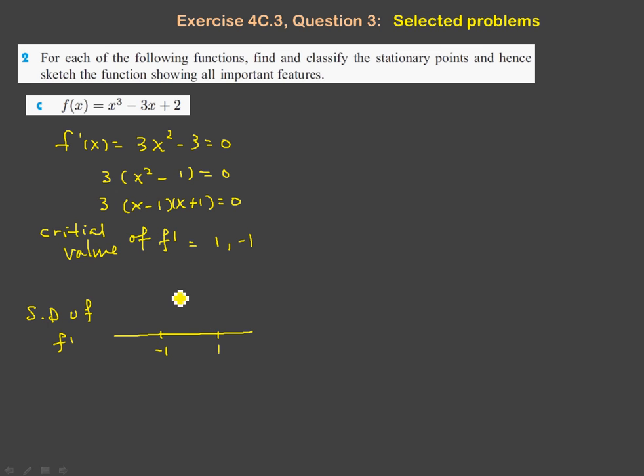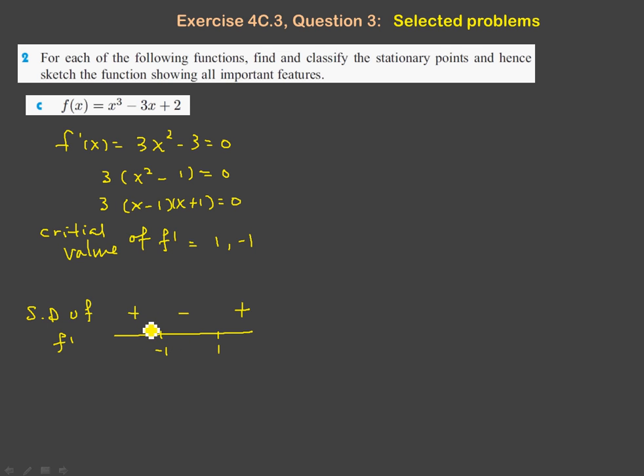As we discussed earlier, or in another video, choose values less than -1, between -1 and 1, and more than 1, and substitute those values into the f prime function and check for their sign. If you do that, you should get this sign diagram.